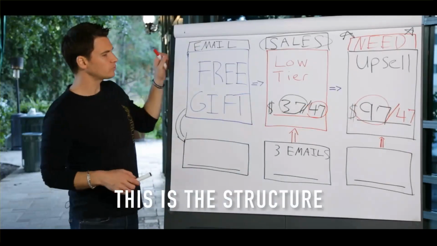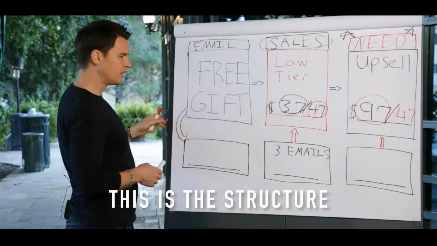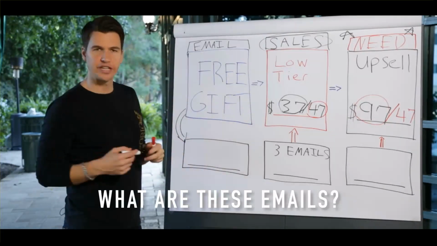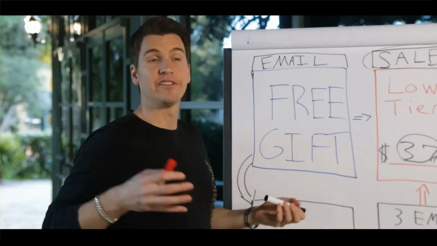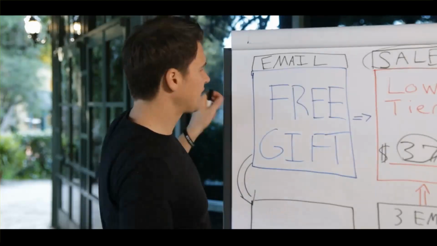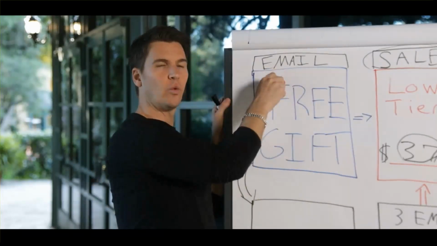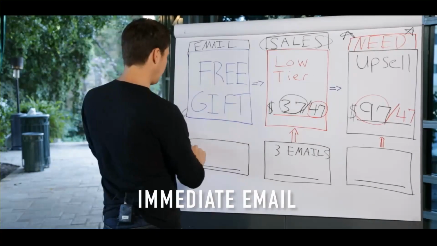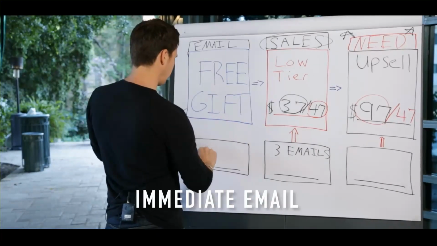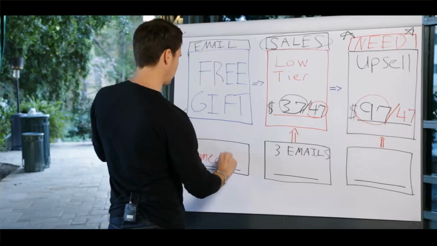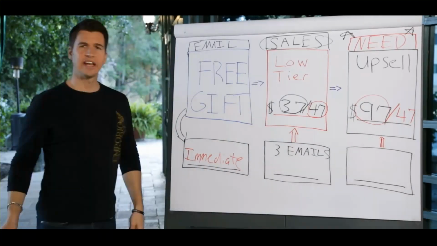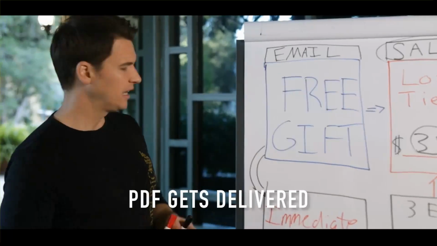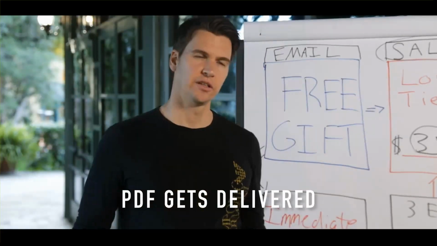And then finally, down below, you see emails. What are these 3 emails? What's this box for? Well, when they download the free gift, they need the gift to be delivered, right? So let's say somebody opts in, and they're like, I just gave you my email, where's my free gift? You have to send what's called an immediate email. Call it immediate. Once they enter their name and email, the PDF or the blueprint gets delivered to their inbox.